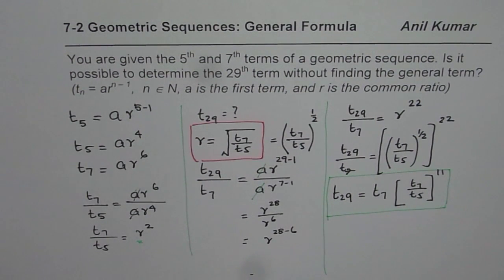So knowing any two terms in your geometric sequence, you can find the third term. That is very important to understand from this example. And the key here is to find the ratio. Do you understand? Find the ratio. Once you find the ratio, the first term a gets cancelled and you get the ratio, right? That is how it should be done.